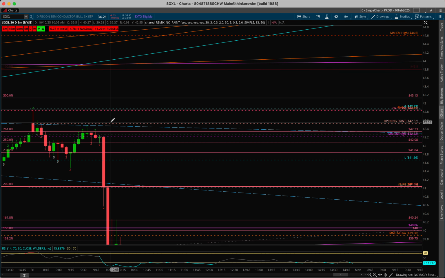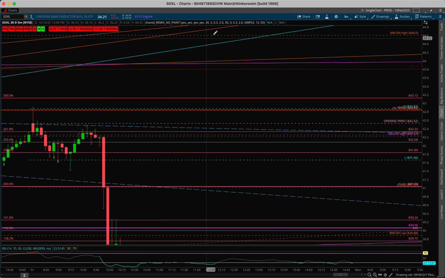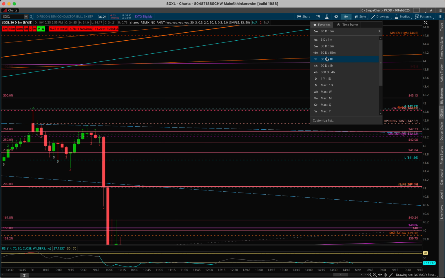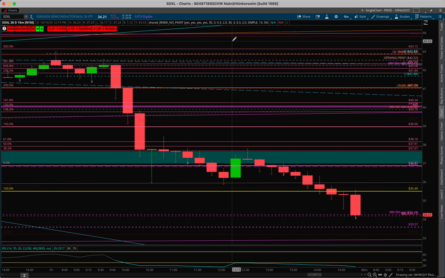We got the lower high underneath opening print, and we entered puts here once we violated that low, and then all of a sudden the bottom fell out. Now, if you weren't on the 5-minute, the 15-minute gave this to you as well, right? Let's just get this on here.